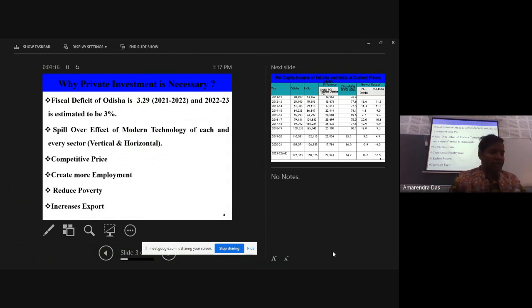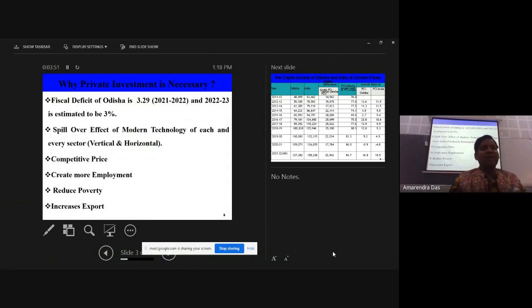The next point is that in the industrial economy, a lot of industries have become sick, and due to private investment, mergers and acquisitions happen and the industry is taken over by a private company. The best example is Satyam. When the Satyam fraud happened, Mahindra took it over, and it is doing well. If private investment is not there, the industry will go sick, which will create problems for the economy.